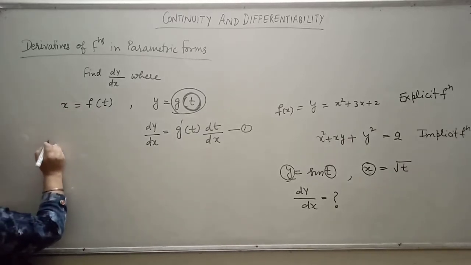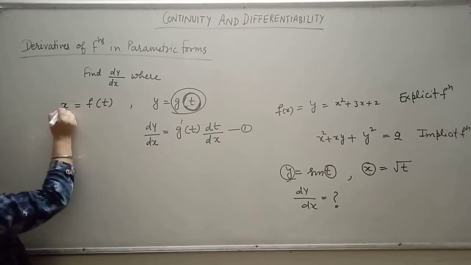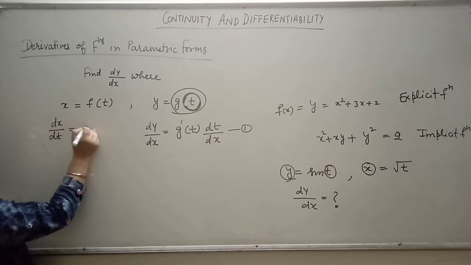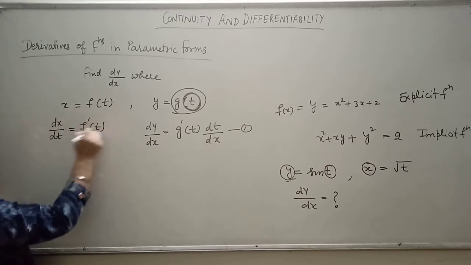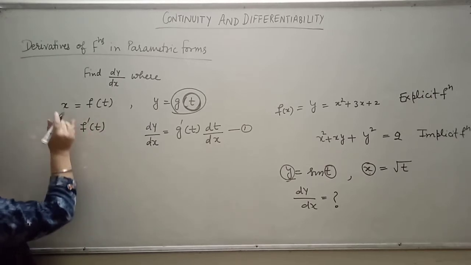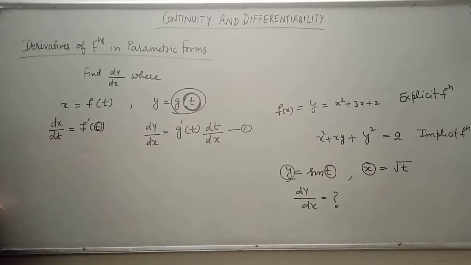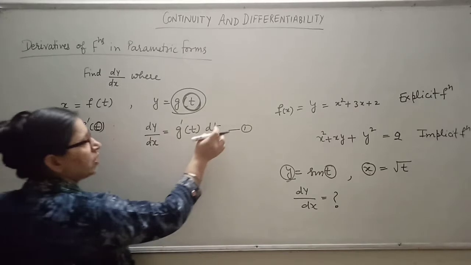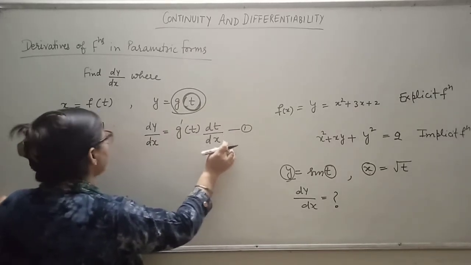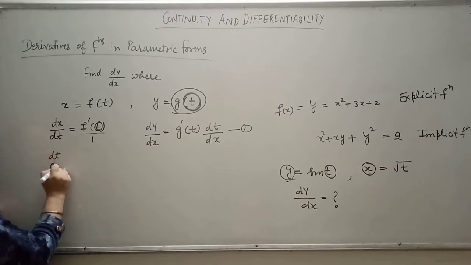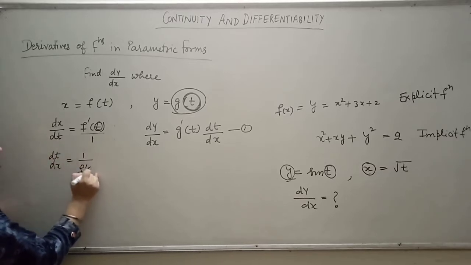Now if I differentiate it with respect to t, because x is given in terms of t, then dx by dt is equal to f dash t. Differentiation of t with respect to t will be 1, so no need to write it. Now I have to find the value of dt by dx, so I will take the reciprocal of this. So dt by dx is equal to 1 by f dash t.